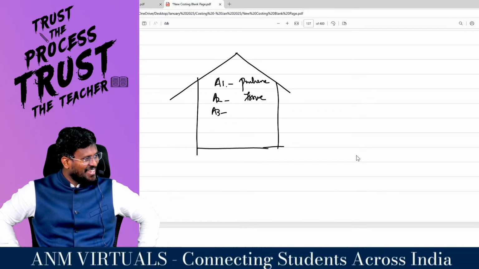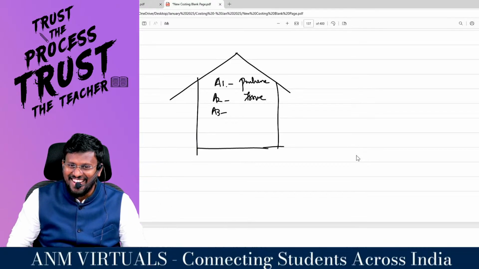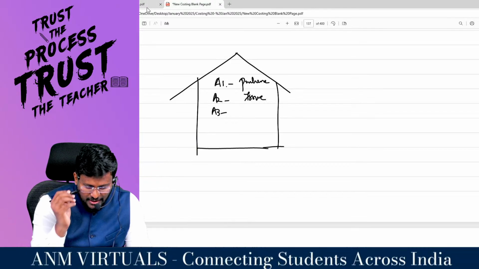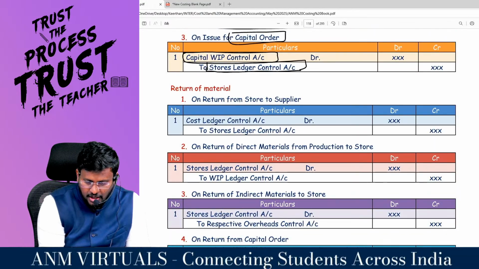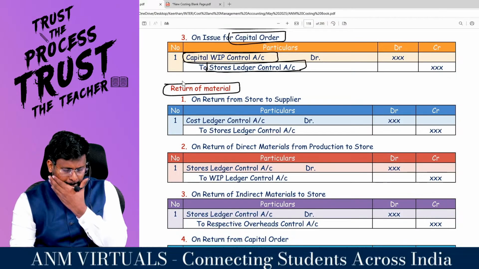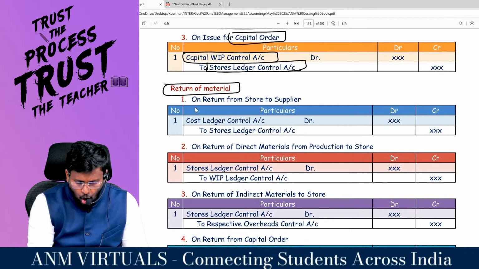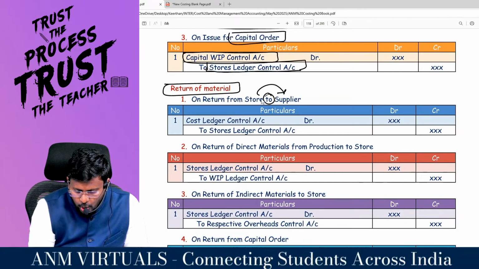At that time, they may return the goods. That's what action number 3 is. Return of material. What of material? Return of material means, sir, return from the store to the supplier.